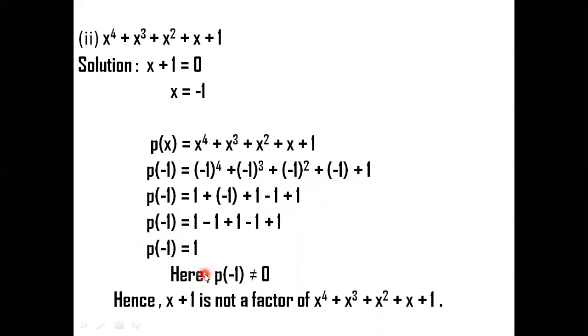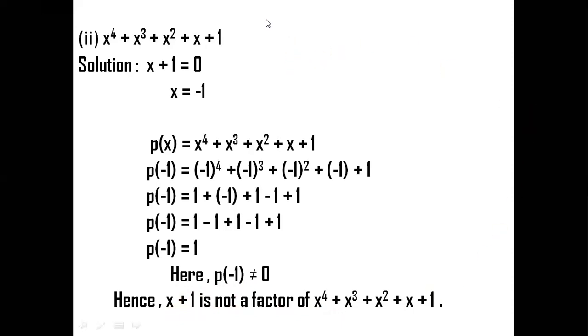Now see, here p of minus 1 is not equal to 0. When I put the value of x by minus 1, that is p of minus 1 is not equal to 0. Hence, x plus 1 is not a factor. If you remember, in the previous cases, we were getting the answer as 0. Hence, we were saying that yes, it is a factor. But over here, we are not getting the answer as 0. Hence, x plus 1 is not a factor of the given polynomial.